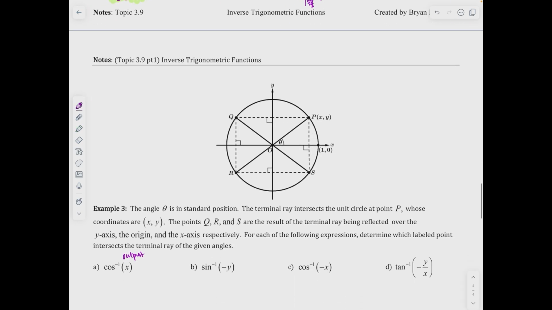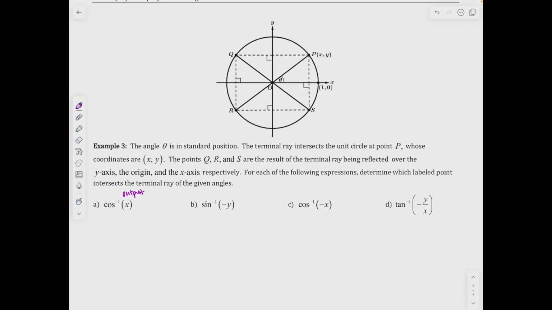Okay, turning the page, last problem, example number 3. I have theta in standard position. I have point P, which is x, y. I have point Q, which is negative x, y. I have point R, which is negative x, negative y. And I have point S, which is x, negative y. That's because of all the reflections. Determine which labeled point intersects the terminal ray at the given angles.